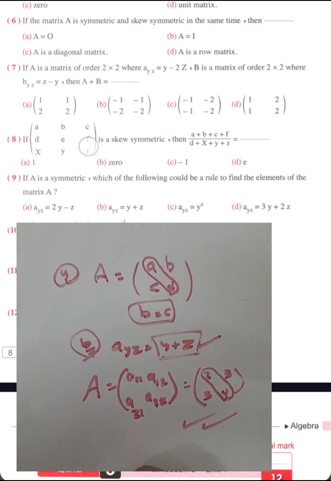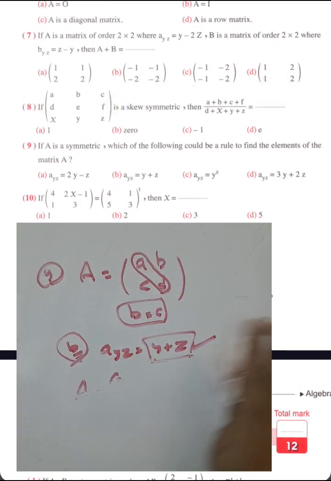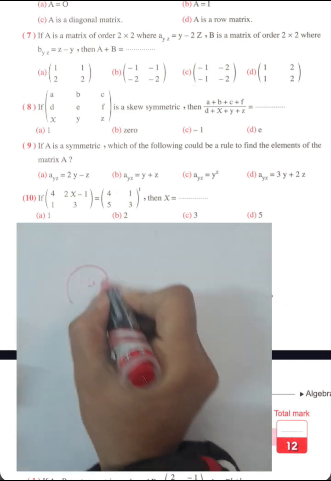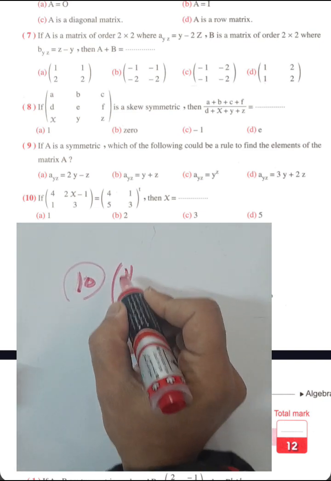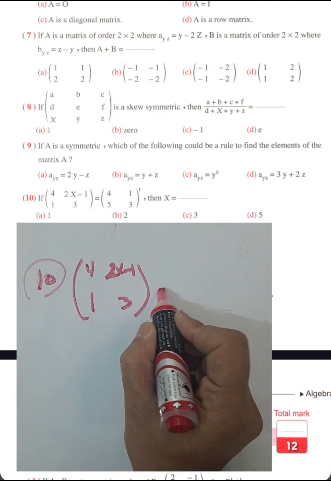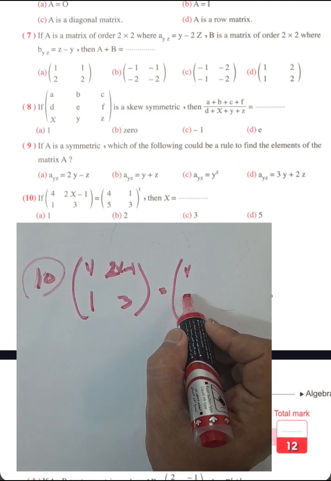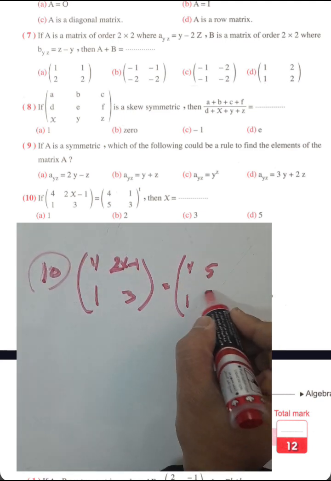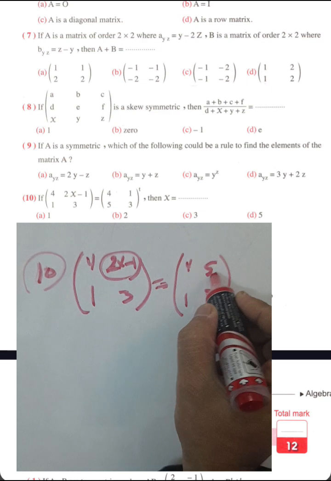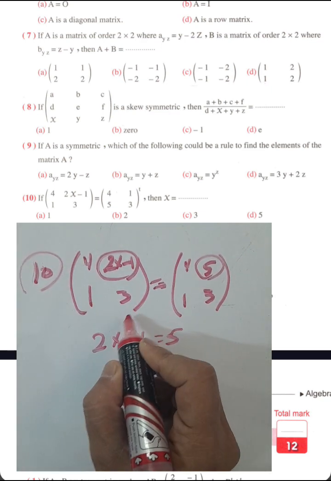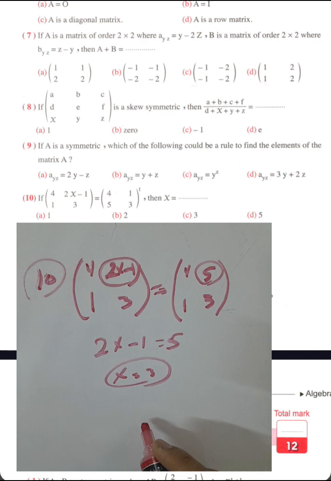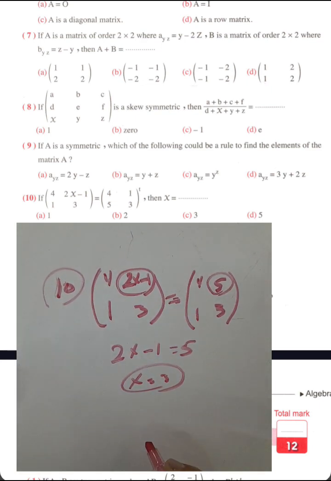Understood? Question number 10. We have two matrices that are equal, with transpose. We can write the matrix here 4 and 1, 2x minus 1, 3, and the transpose of the second matrix here, 4, 1, 5, and 3. And then we have 2x minus 1 equal 5. And we can find the value of x. 2 times 3 equals 6, 6 minus 1 equals 5, then x equal 3. He wants only the value of x equal 3, choose letter C.